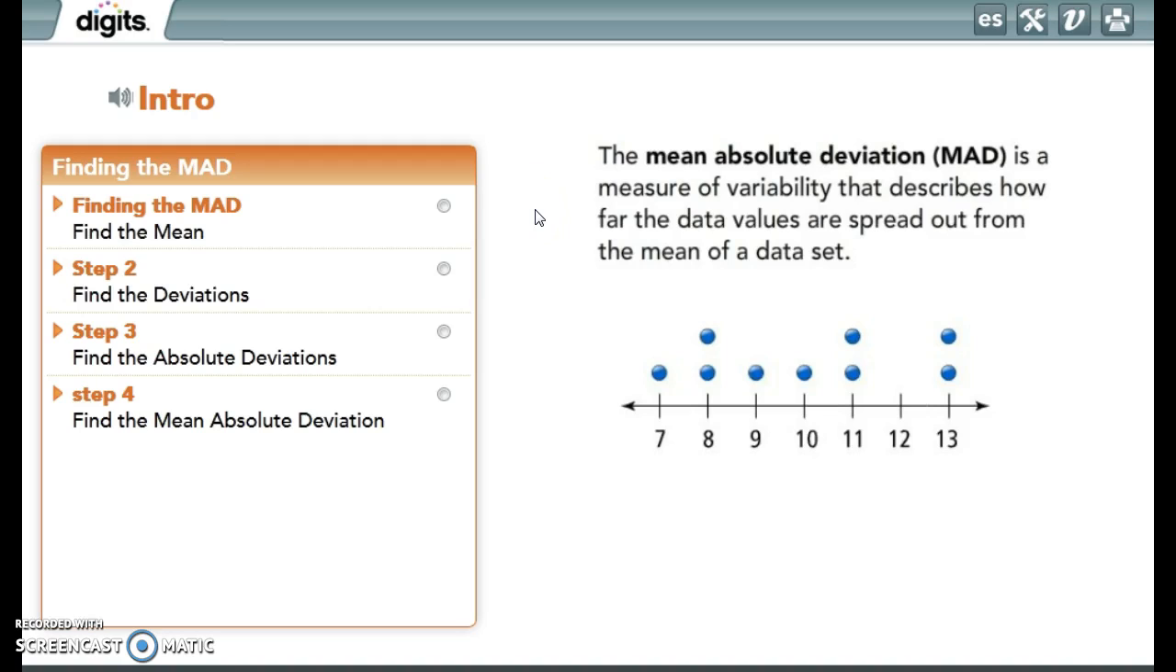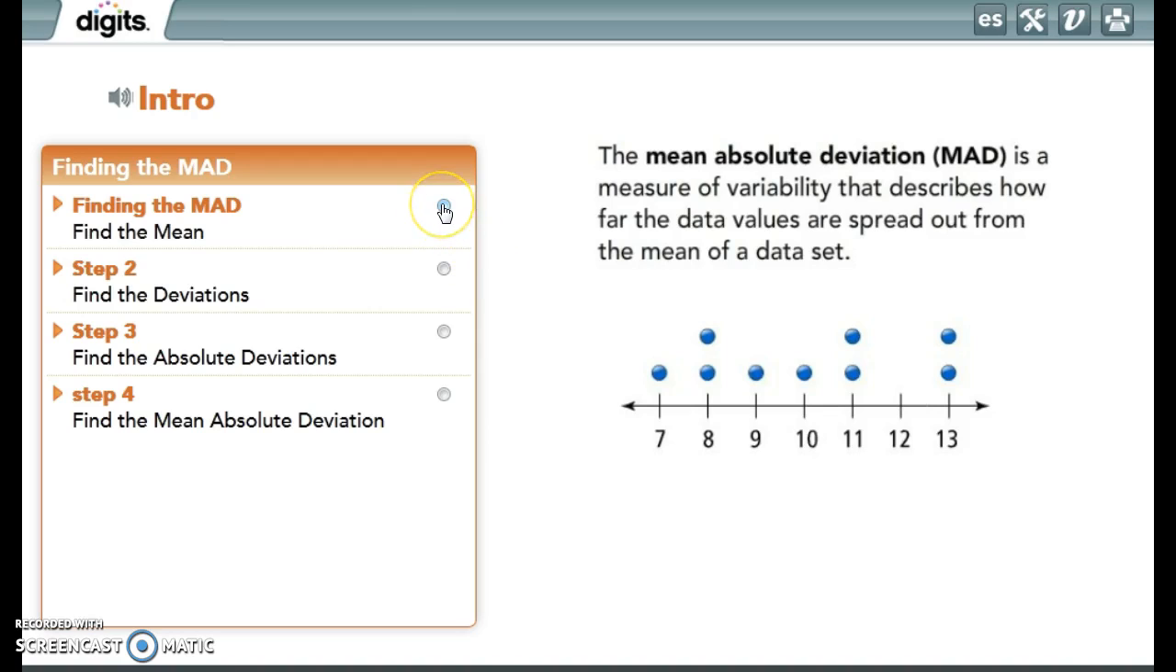It says the mean absolute deviation is a measure of variability that describes how far the data values are spread out from the mean of a data set. So since we want to see how far they are spread out from the mean, first thing that we're going to have to do is calculate the mean. We need to know what that is so we can find the deviation. And think deviation, how far is it away? How far does it deviate?